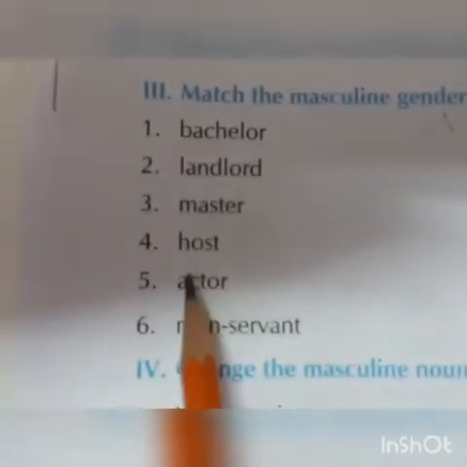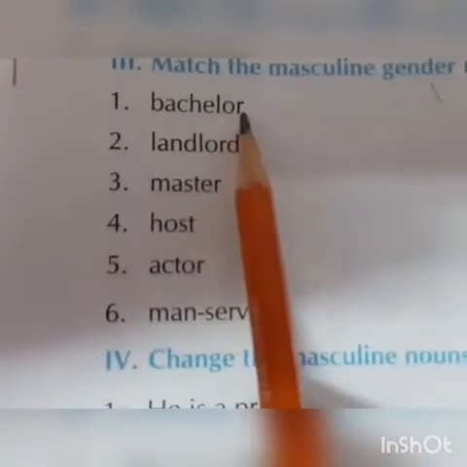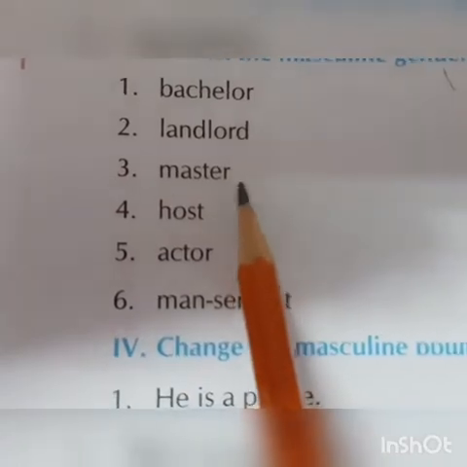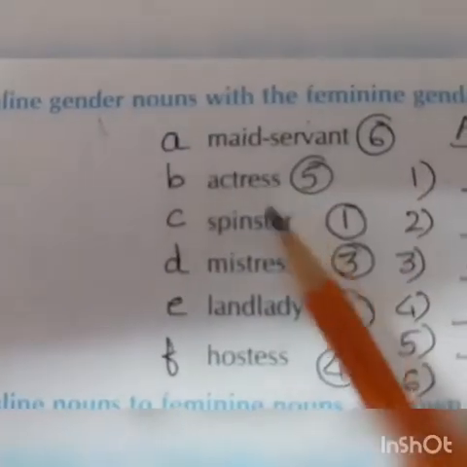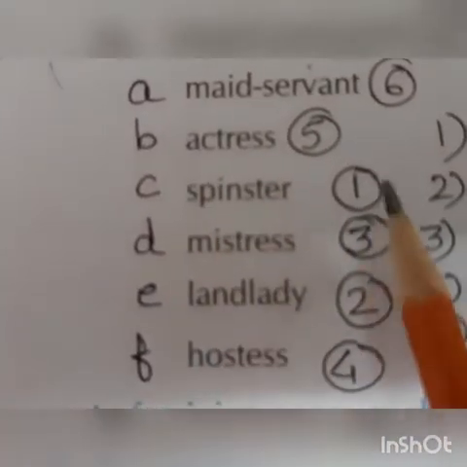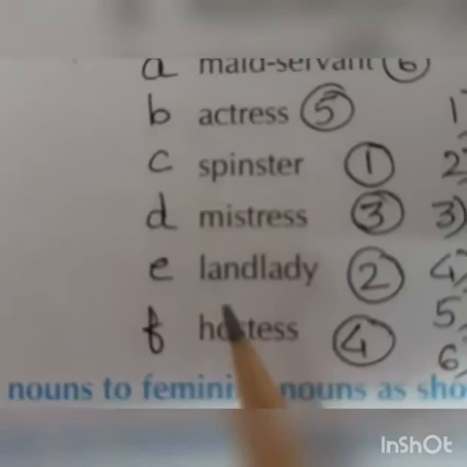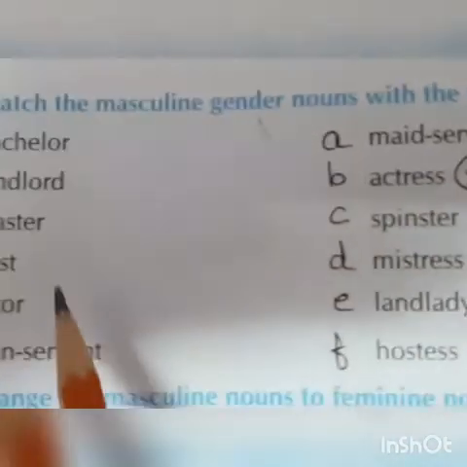This is your bachelor, landlord. Then this is your master, host, actor, and manservant. Again, bachelor, landlord, master, host, actor, and manservant. Now we'll read the feminine gender: maidservant, actress, spinster, mistress, landlady, and hostess. Now we have to write the correct match.